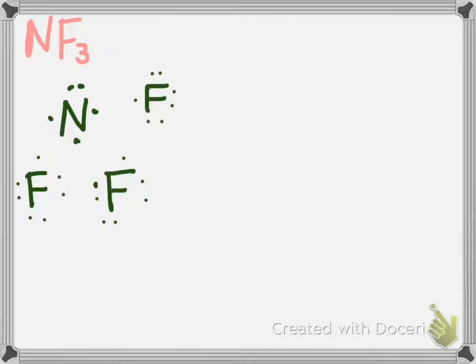Our next example, we're going to do NF3, okay? So again, I draw my good old Lewis dot. Nitrogen has 5, fluorine has 7. So I know that I have 3 fluorines, so I need to draw my 3 fluorines with 7 valence electrons around each, okay? Nitrogen needs to make 3 bonds because it has 3 lone valence electrons. Each fluorine only needs to make 1 bond. So we're going to go ahead and show those bonds that are going to be drawn, right?